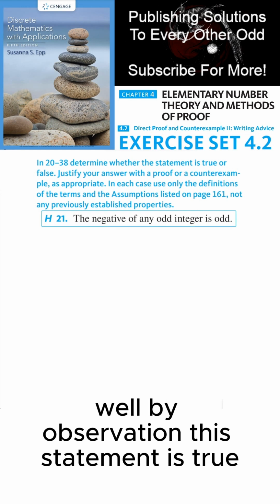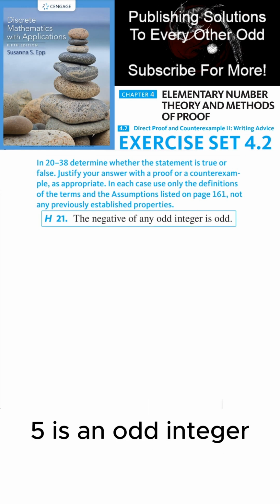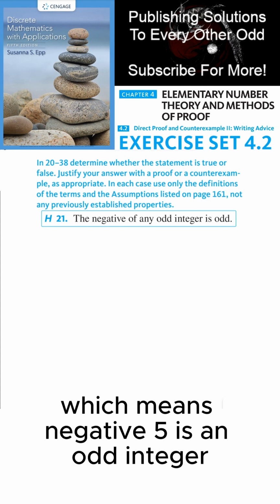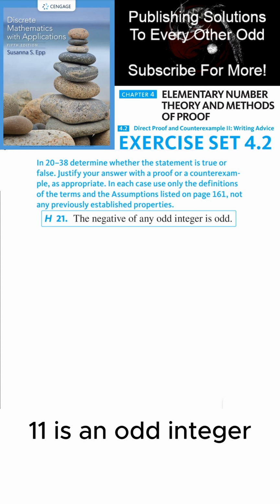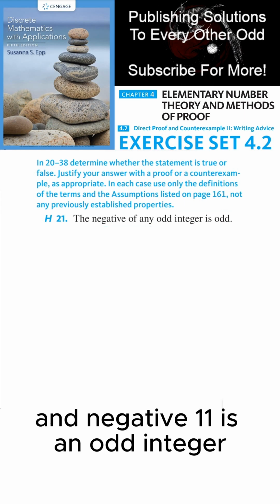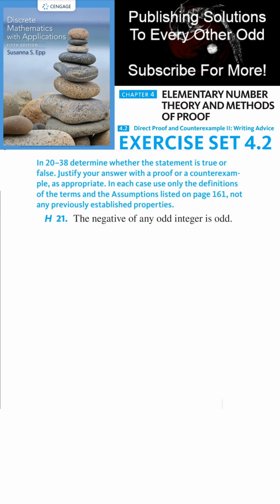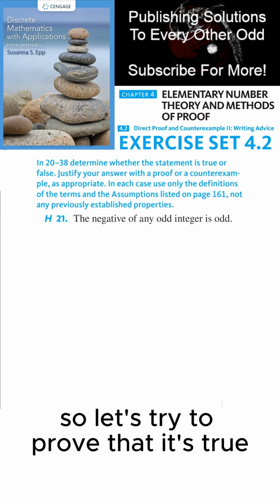Well, by observation, this statement is true. 5 is an odd integer, which means -5 is an odd integer. That's true. 11 is an odd integer, and -11 is an odd integer. The statement seems to be true, so let's try to prove that it's true.